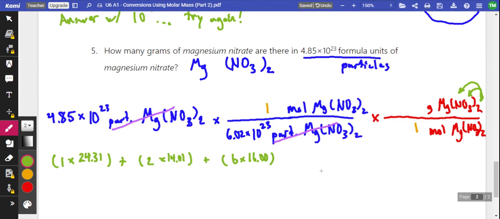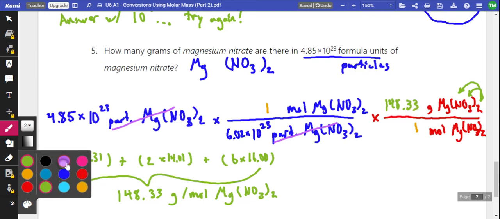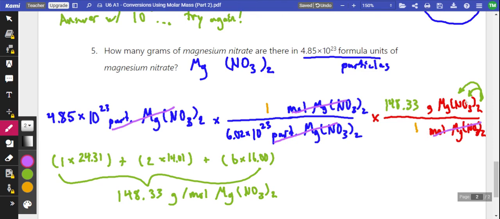All right, so I'm going to take all that and crunch it together. 24.31 plus 2 times the 14.01 plus 6 times 16. All right, and I get a molar mass of 148.33 grams for every mole of magnesium nitrate, MgNO3 2. Okay, so that's going to be the mass I put up here. In 1 mole of MgNO3 2 I should have 148.33 grams of it. Okay, my moles units should cancel. I'm going to be left with grams.